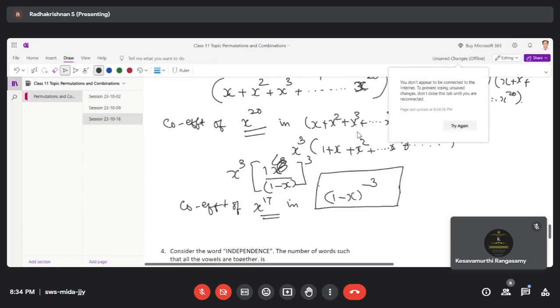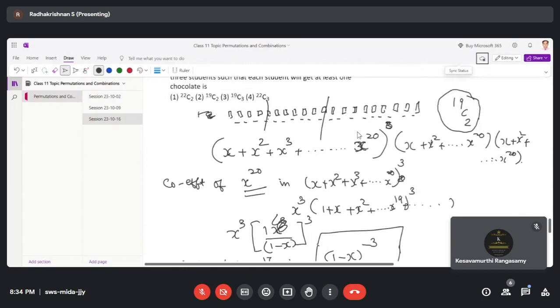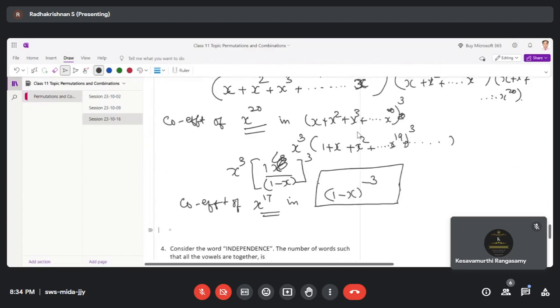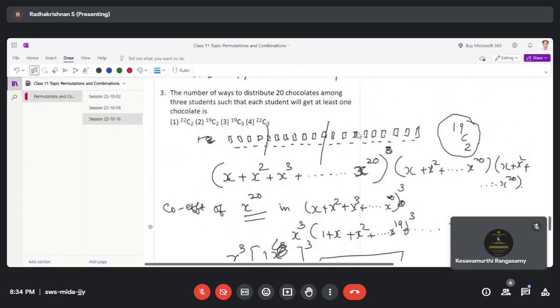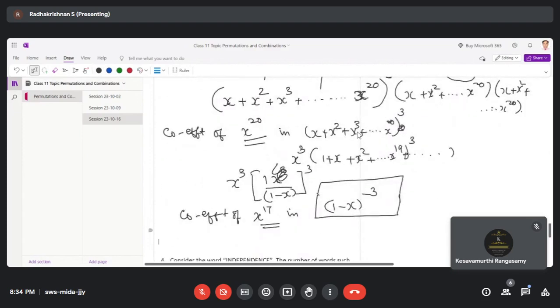Why I am proposing this method is because suppose they ask you to distribute the chocolates so that each student gets an odd number of chocolates. Then the squares and all will go away, and it will be x plus x cubed plus so on, up to x power 19, in this expansion. So we use this method to solve many other different scenarios also. Whereas the first method I said will only work for this simple problem, but for other complex scenarios, you can always use this particular approach.